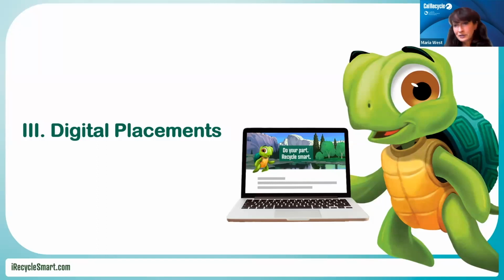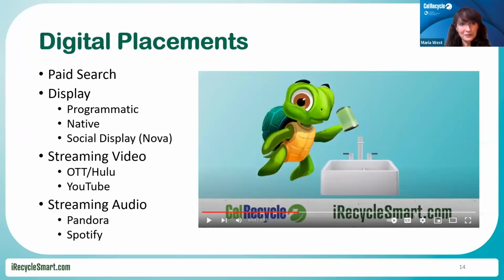So digital placements are the next topic we're going to talk about. Just to get a little bit into this, we have display, which are programmatic, native, and social display. We'll get a little bit into what we did with native. Social display is interesting because it is an ad. We call it Nova, but it looks like a social media post. So you'll see it when you're browsing through the internet. You'll see it maybe on a side, and it'll have that familiar look of a social media post.